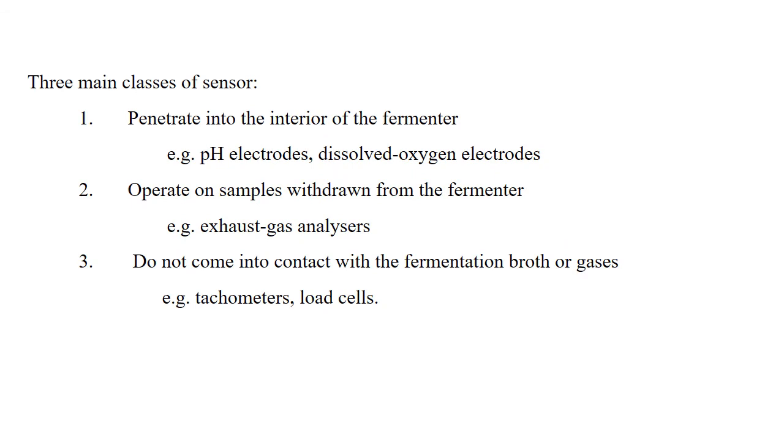There are three main classes of sensors. Type 1 includes the sensors which penetrate into the interior of the fermenter. Examples are pH electrodes, dissolved oxygen electrodes, etc. The second type of sensors are those which operate on samples which are continuously withdrawn from the fermenter. Examples are exhaust gas analyzers. The third type of sensors are those which do not come into contact with the fermentation broth or gases. Examples are tachometers, load cells, etc.